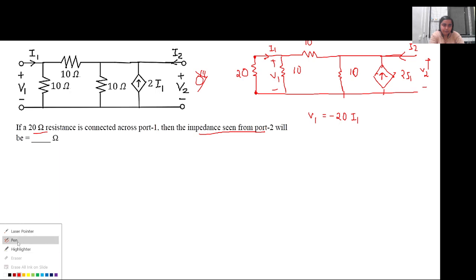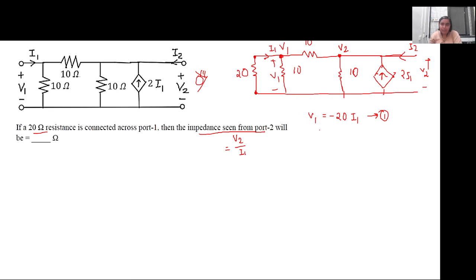That will be V2 by I2. We have to figure out V2 by I2. Now we can solve the circuit like normally as it is. The extra condition here is V1 equal to minus 20 into I1. Whatever the voltage here is, the node voltage here will be the same because it is in parallel. This is the node voltage V1.